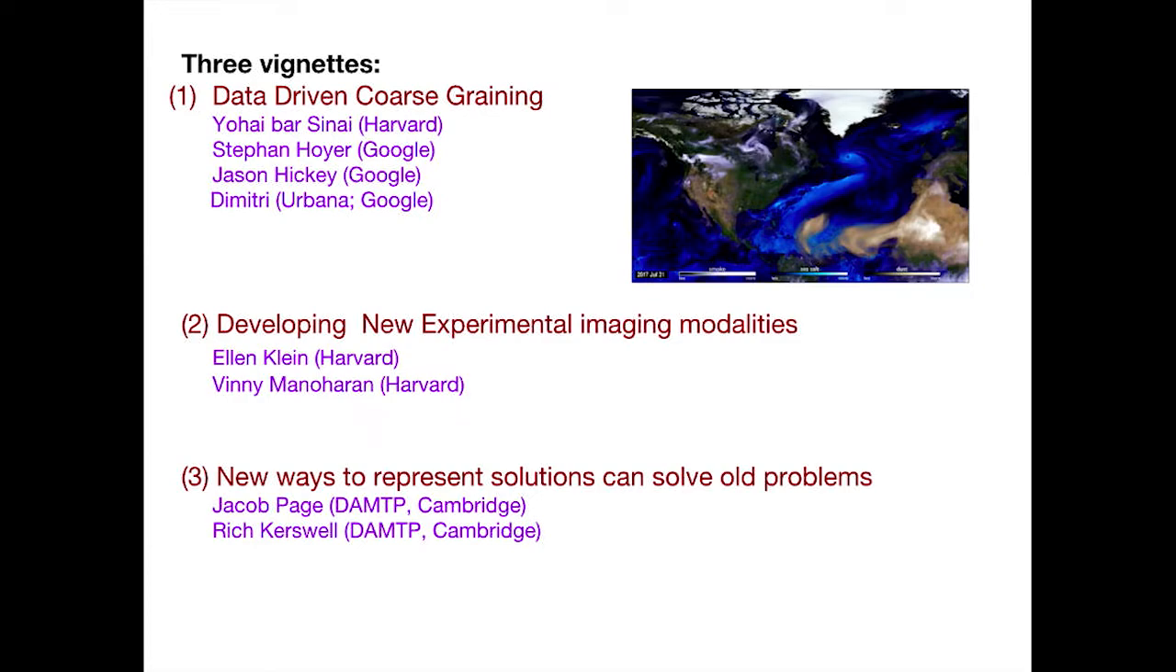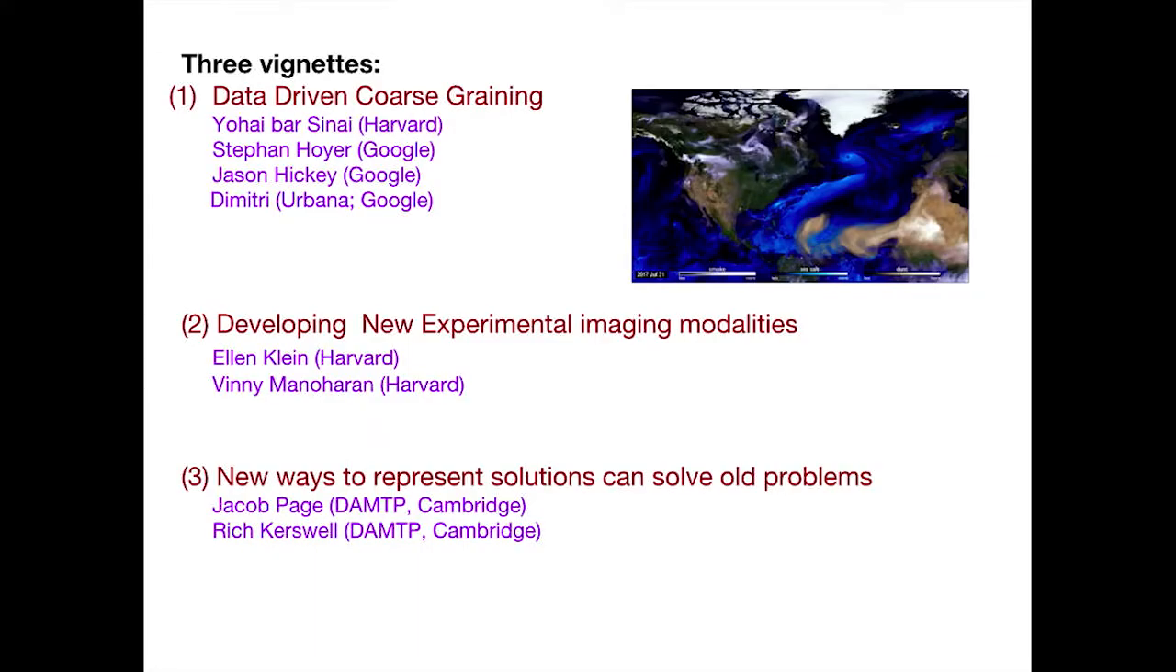So the first vignette is on data-driven coarse graining. This is to address the problem that the primary driver of computing infrastructure, at least up until very recently, has been solving PDEs, and that's because you never can have enough grid points, and it costs a lot to do it. And so the only way around that is to figure out effective equations which coarse grain degrees of freedom that you can't resolve. I'm going to tell you about some work that Yohai, who's fortunately showed up, from Harvard, and also a group of people from Google, mainly Stefan Hoyer, who's a wonderful research scientist at Google, have been doing to address this problem.